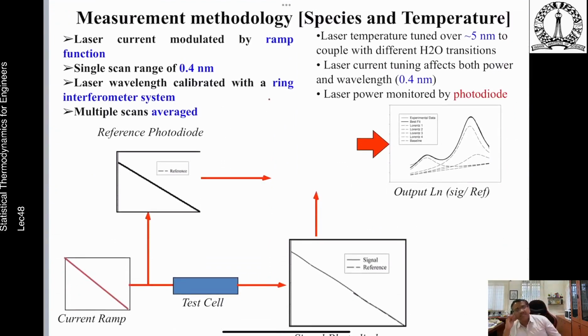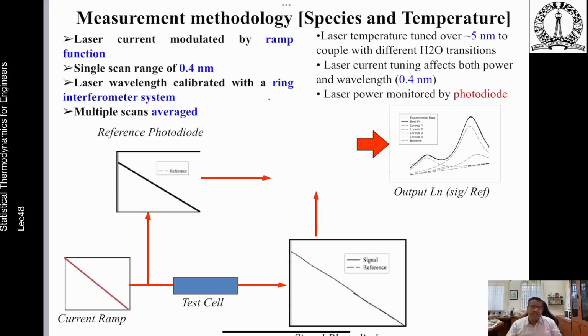The laser current is modulated by a ramp function. Scan range is typically about 0.4 nanometers, so very short. The laser wavelength is usually calibrated using a ring interferometer, to know the absolute wavelength at which it starts. Multiple scans are therefore averaged. So this is very fast. You can do it very fast.